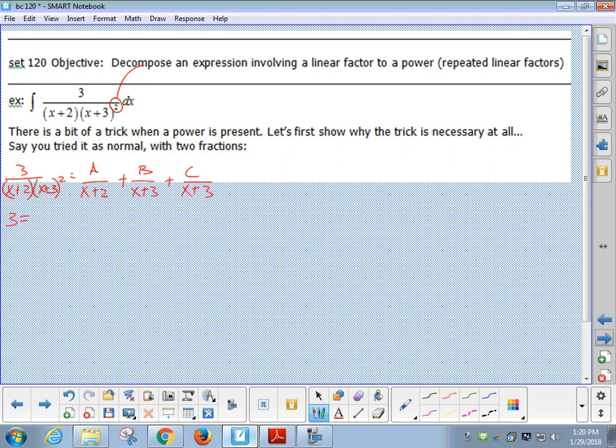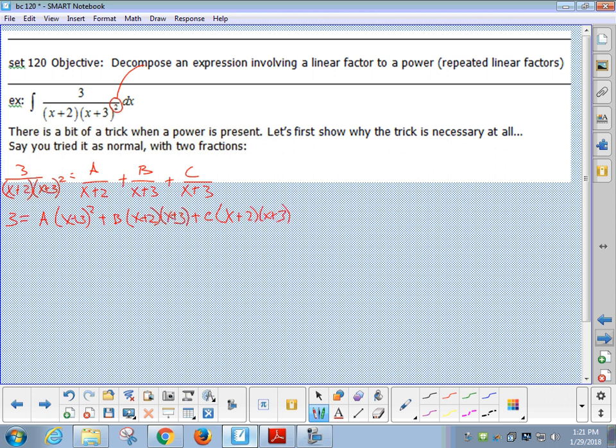If you were to clean this up, it's 3 equals, you still have to multiply by the common denominator, by the square to clear the fractions here. So A would be times x plus 3 squared, B times an x plus 2 and an x plus 3, and C times x. Did I make a mistake? No. Okay. X plus, gotcha. Sorry, thank you. X plus 2 and x plus 3.